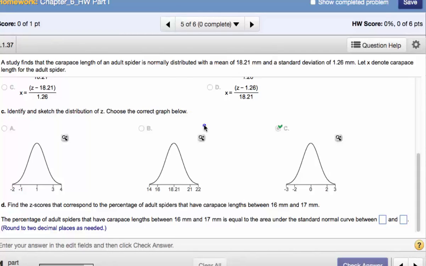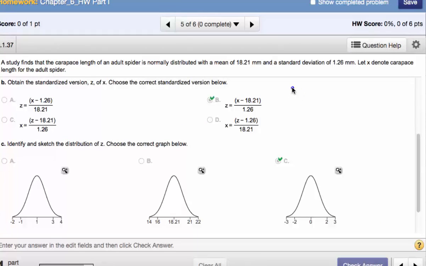Well, we got that from up here, right? Minus 1.754. It's going to be negative because we're below the mean, right? So 16 minus 18.21. And tell me again, what you got? Minus 1.754. Negative 1.754 what? What does that number represent? Yeah, so then this particular spider lies negative 1.754 standard deviations below the mean.